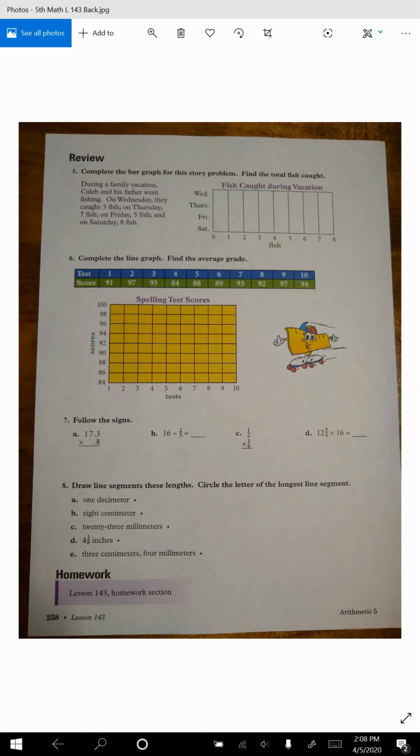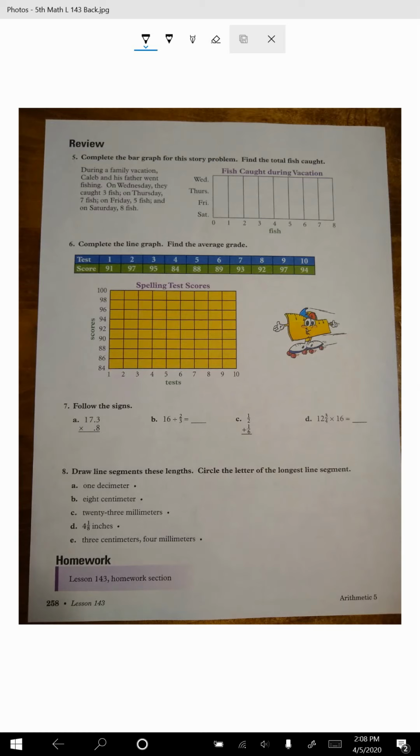Complete the bar graph for the story problem. Man, I hear tons of fire trucks. There's either a fire or an accident. Kind of scary. All right, during a family vacation, Caleb and his father went fishing. On Wednesday, they caught 3 fish. Oh, this is easy. I'm not doing this. You guys can do that one on your own. Let's go to number 6.